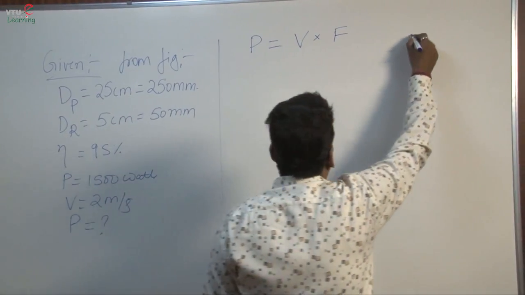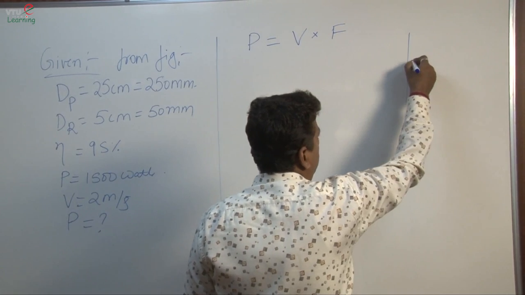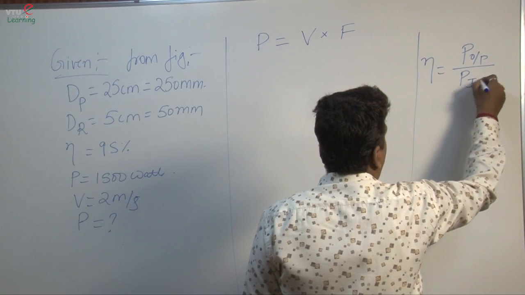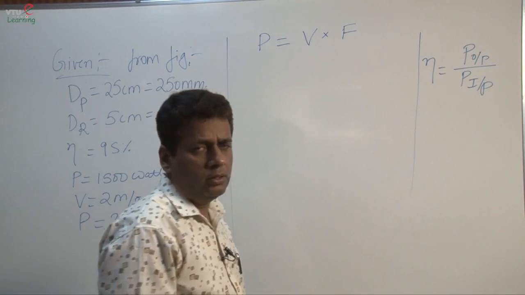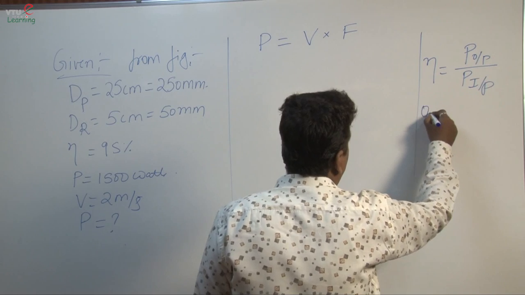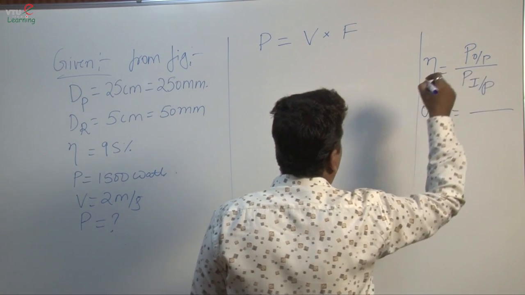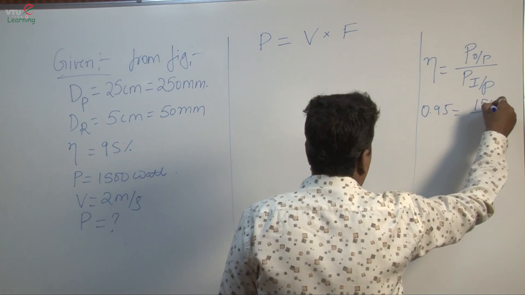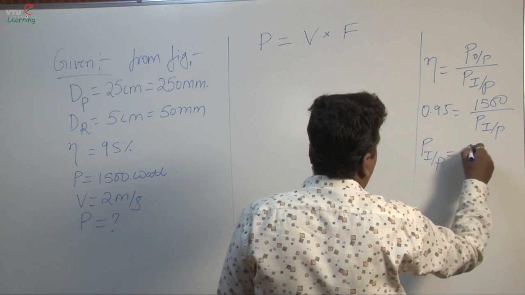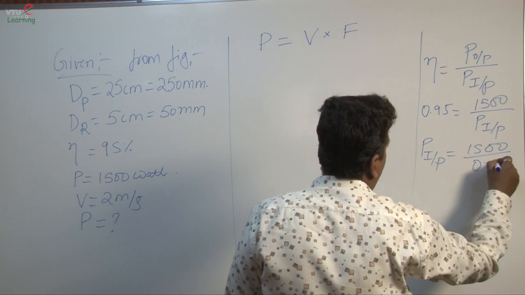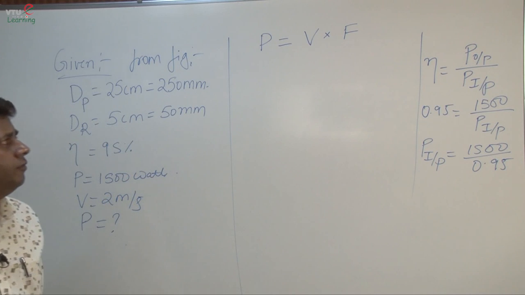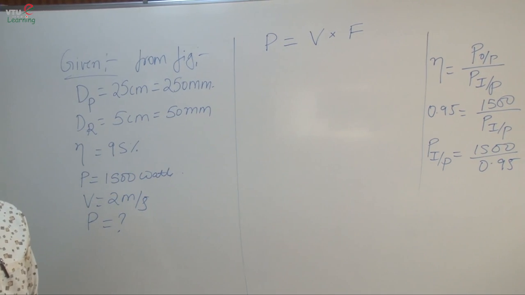But the conversion efficiency is the power output to the power input. So any efficiency is output by input. So power output to the power input to the cylinder, right? So we have 95%, that is 0.95. So P output is 1500. So P input is nothing but 1500 by 0.95, right? So that is very important. Power is equal to velocity into force, right?